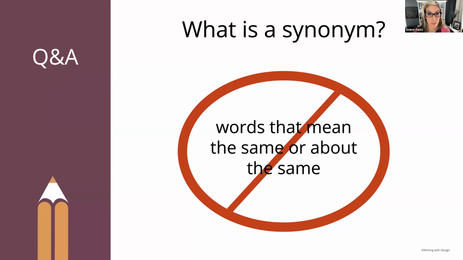First, let's get something straight. What is a synonym? Well, it is not a word that means the same or about the same as another word. That's simply not true. If it meant the same thing, I'm here to say we would only have one word. So, what's the difference, right? Why do we have more than one word that is related, but is not the same word? And that's really the key to what synonyms are.